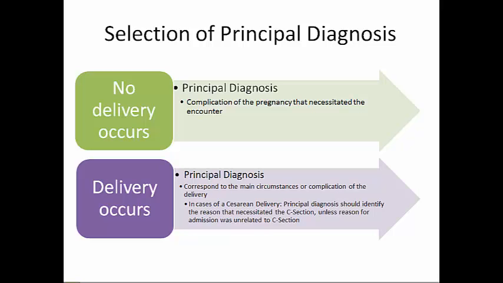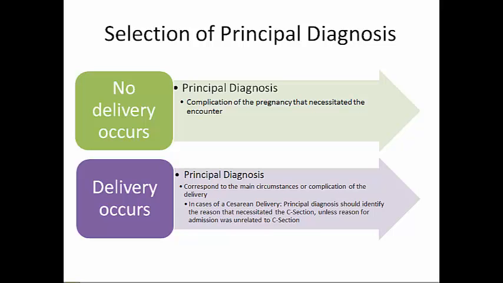So selection of principal diagnosis. In episodes when no delivery occurs on admission, the principal diagnosis would be the complication that necessitated that encounter. If more than one complication exists, either code may be listed first or principal. When a delivery occurs, the principal diagnosis must correspond with the main circumstance or the complication of that delivery.